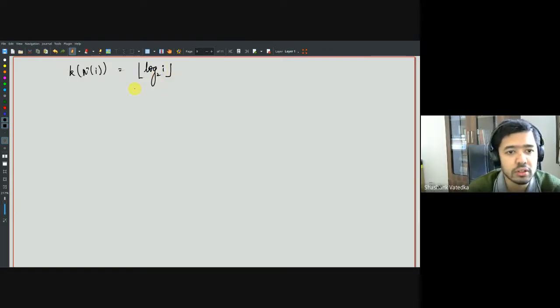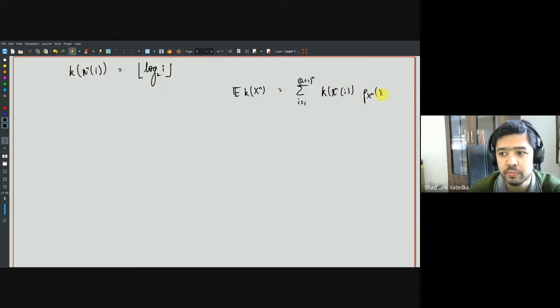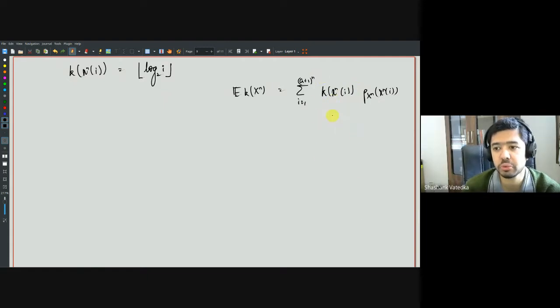But now we want a general bound to work for every p of xn. So we know that the expected length is summation i going from 1 to a plus 1 to the n of k of xn of i times the probability of that sequence. Right, so we know exactly what this is equal to, but unfortunately we don't have a good bound for this yet.